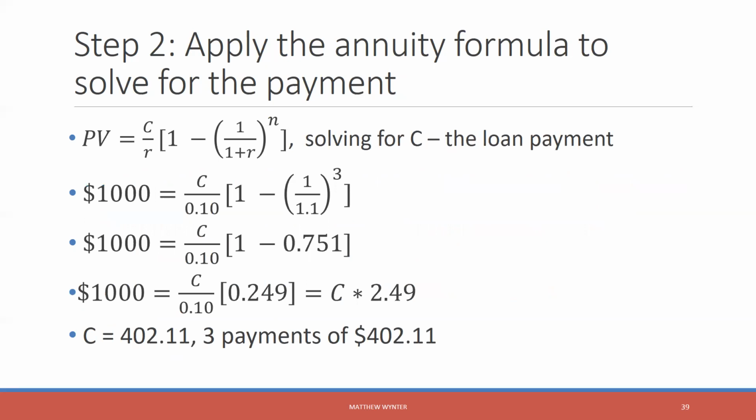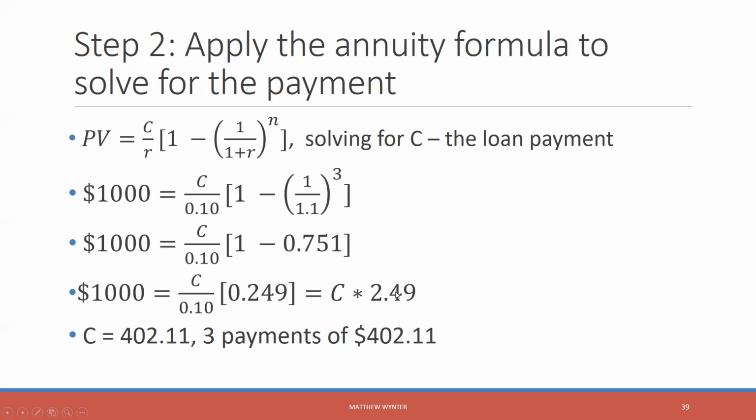What do we have? Our left-hand side, we've got 1,000 equal to C divided by 10% multiplied by 1 minus 1 divided by 1.1 to the power of 3, all of that in parentheses. Again, step by step, we always want to remember order of operations. So 1 divided by 1.1 to the power of 3, that whole thing equals 0.751. 1 minus 0.751 equals 0.249. Again, we're just going step by step.